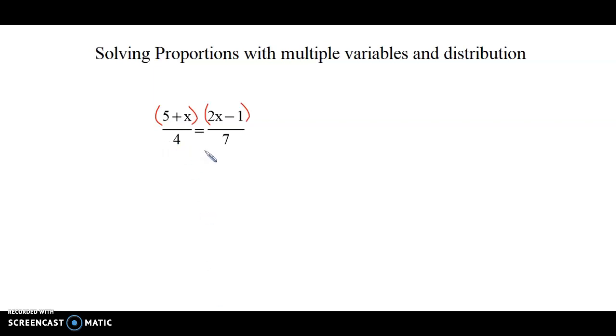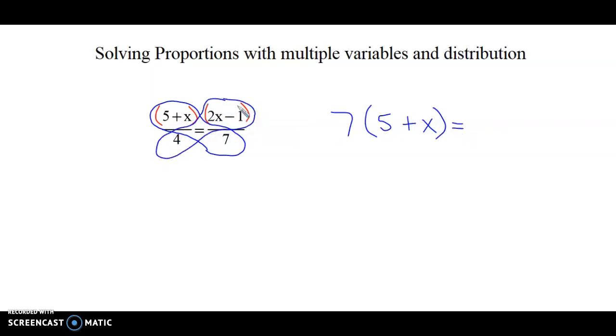So our first cross product, we go across here and circle the ones on a diagonal to each other. First we have 7. On the other side we had parentheses 5 plus x, close parentheses. Now that's going to be equal to our other cross product over here, which is 4 times 2x minus 1. So we've got 4 times 2x minus 1. All right, so now we're finished with this part.